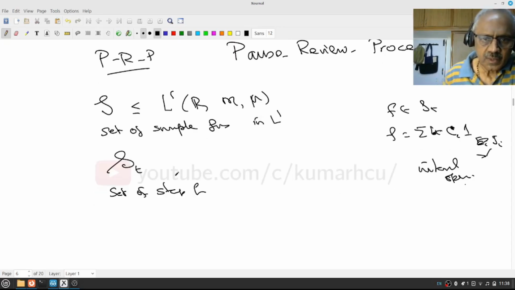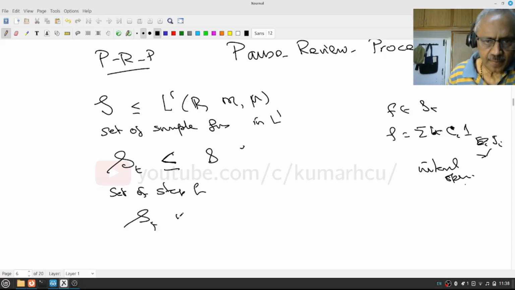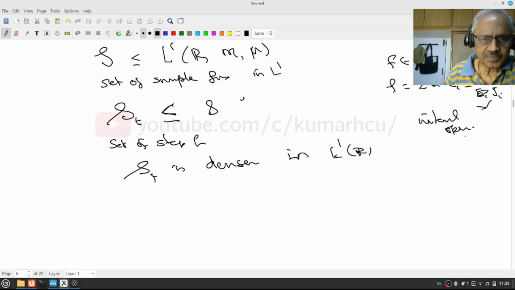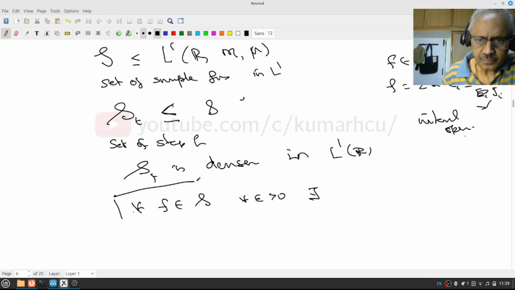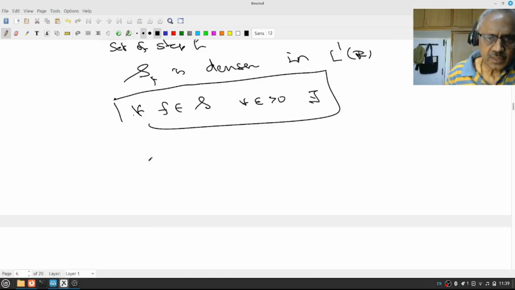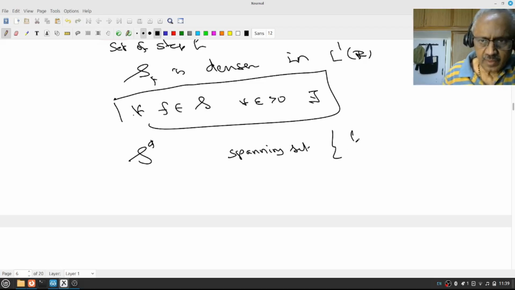So this is a set of functions, a vector subspace of S. I want to say ST is dense in L1. So by the abstraction, what we know is, you give me any simple function f and an epsilon positive, I have to show there exists a step function approximating it. But notice that, let's go slow. So therefore, in S, yes, I have a spanning set. What is the spanning set for S? That is the characteristic function of E, where E is in M and the measure of E is finite.